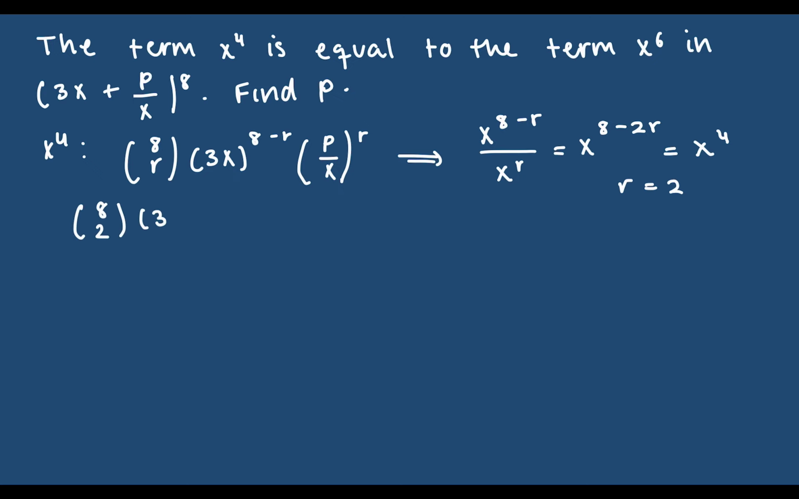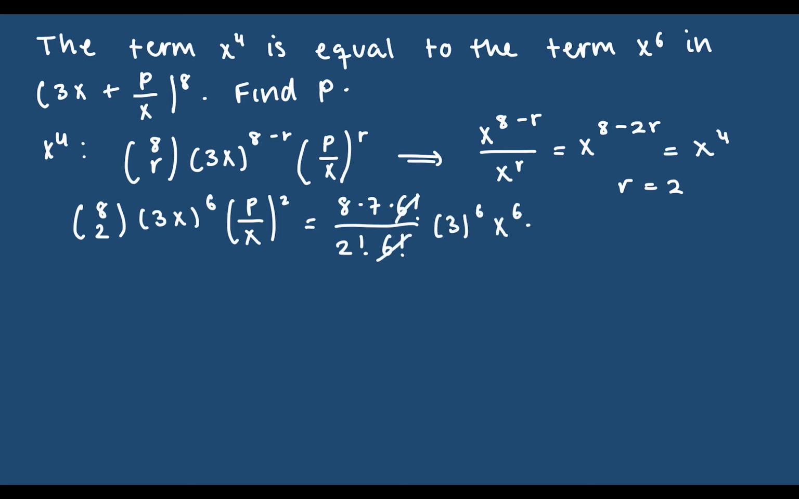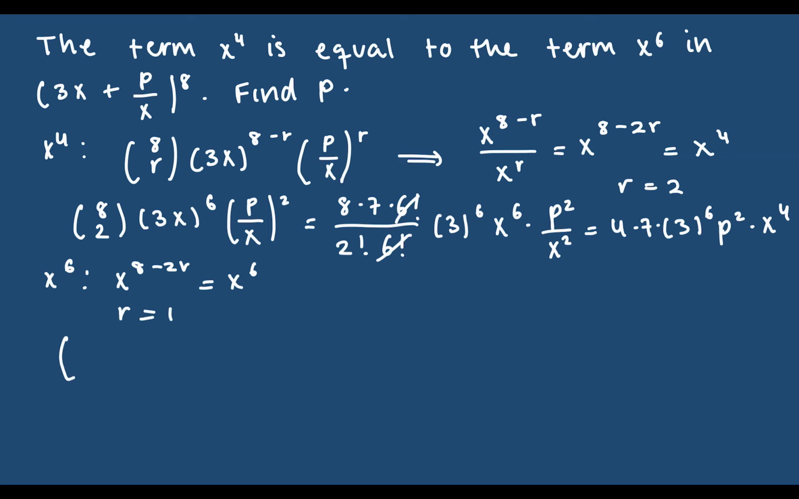Once we do that, we simplify the expression. Again, lots of numbers here, big, so it's going to be a little harder, but it's the same techniques we've been using. And with that, we get the term in x to the power of 4. The next thing is to find the term in x to the power of 6, to make it equal to this one. So for x to the power of 6, we have the same isolation as before, x to the power of 8 minus r over x to the power of r, which is x to the power of 8 minus 2r. And in this case, r is going to be 1, so that x can be to the power of 6.